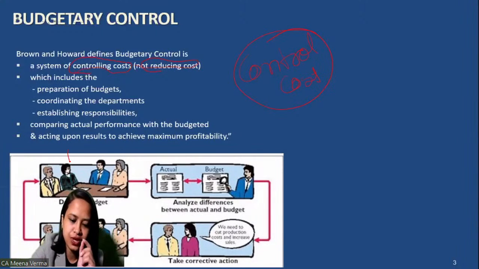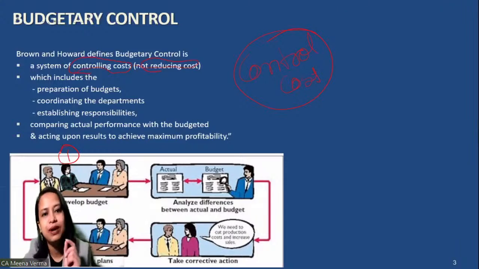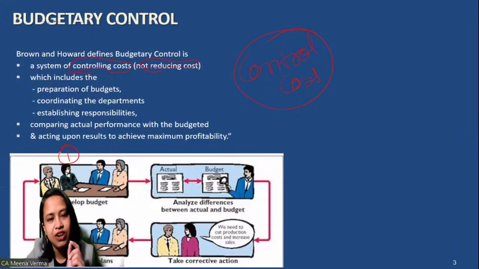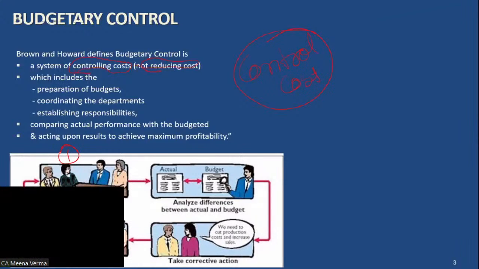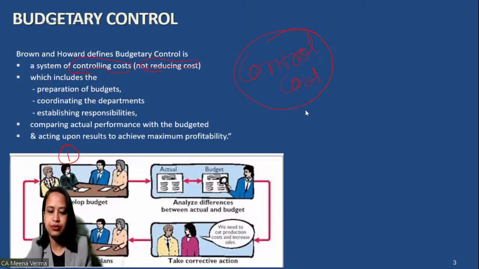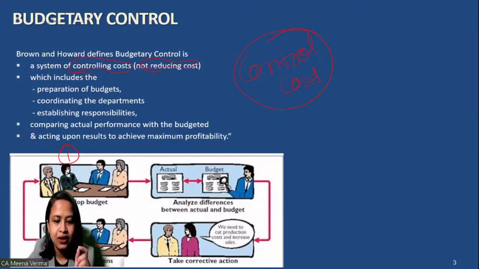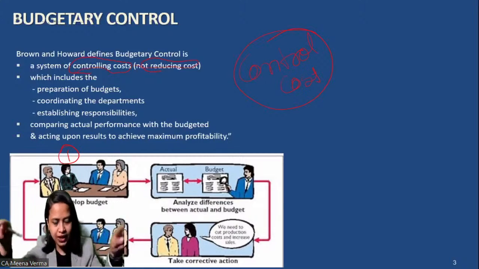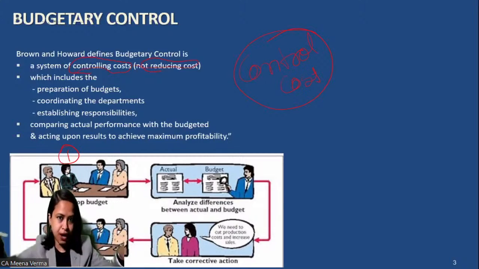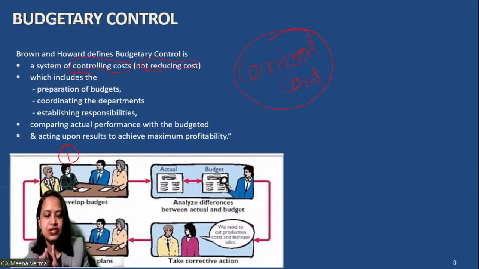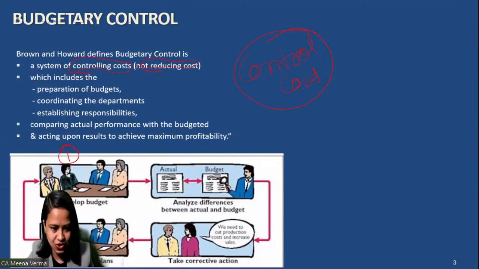Preparation of budget. The first step is to prepare the budget, to develop a budget. Next, coordinating with the departments. The budget which you have prepared, coordinate it with the departments you have in your organization. Then establish the responsibility of the people within your organization.